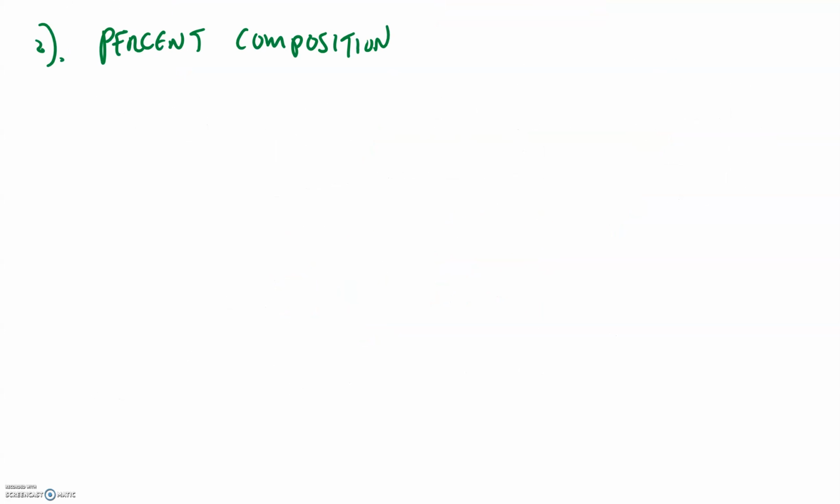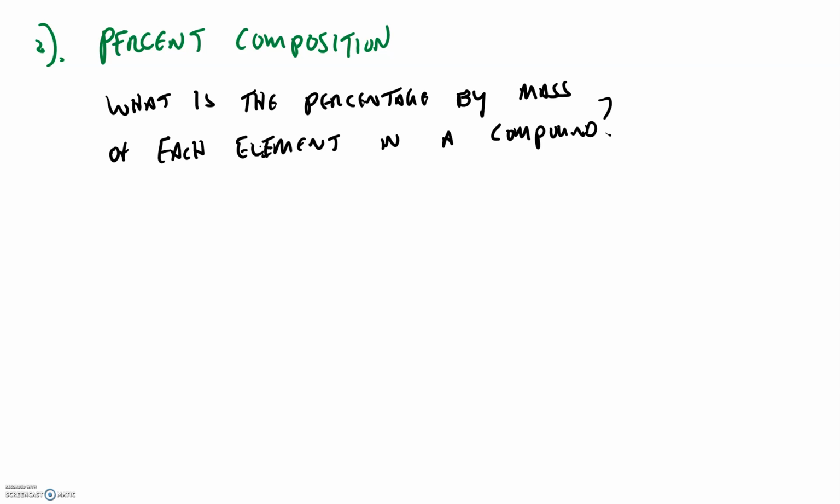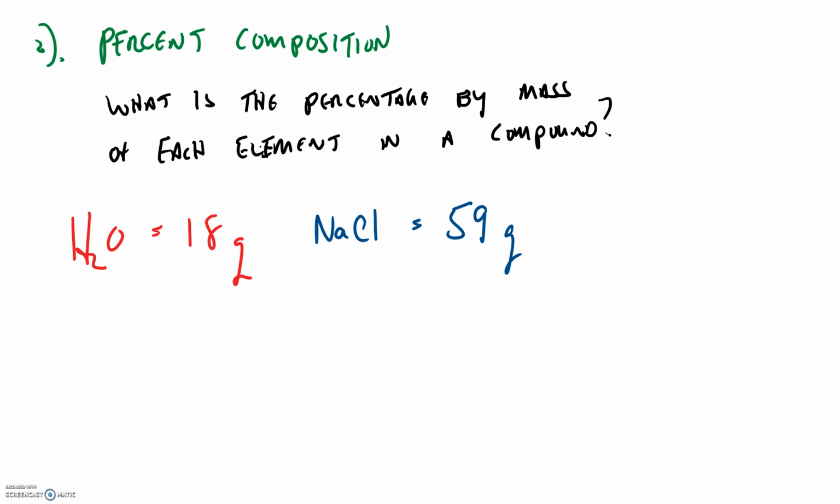The second way we're going to use this is something called percent composition, and this is going to ask the following question. What is the percentage by mass of each element in a compound? In the previous examples, we said that water has a formula mass of 18 grams. Sodium chloride, depending on how you round it, has a formula mass of 59 grams. And iron 3 hydroxide has a formula mass of 107 grams. So what is the percentage by mass of each element?